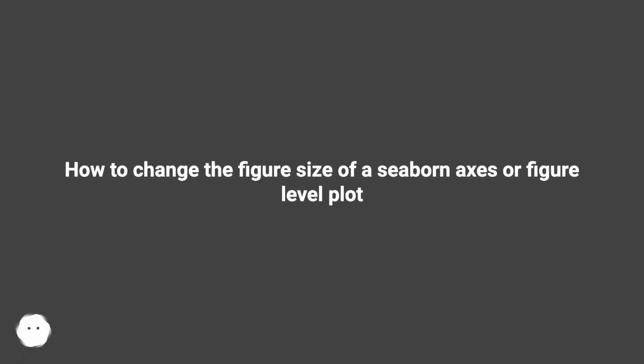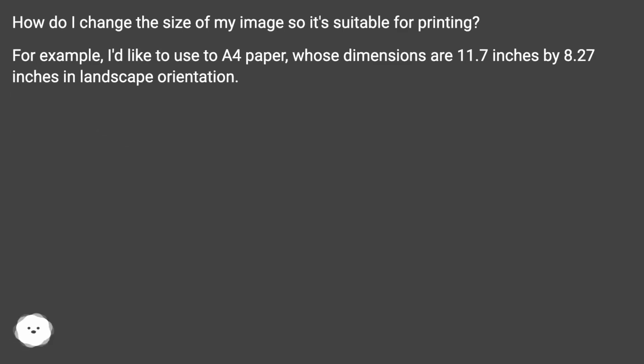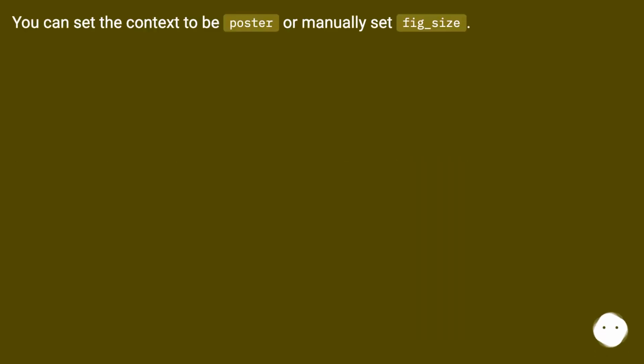How to change the figure size of a Seaborn axis or figure level plot. How do I change the size of my image so it's suitable for printing? For example, I'd like to use A4 paper, whose dimensions are 11.7 inches by 8.27 inches in landscape orientation. You can set the context to be poster or manually set fig_size.